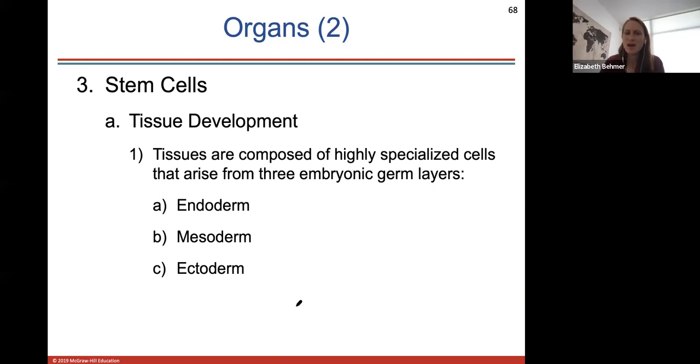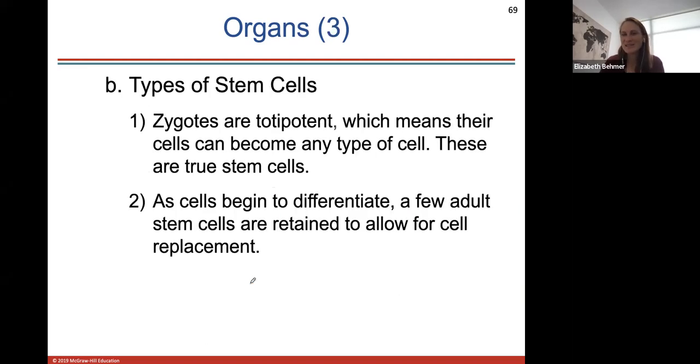Some tissue development: all tissues are composed of highly specialized cells that arise from these three tissue or germ layers in the womb during embryonic development. The types of stem cells: a stem cell is a cell that can go on and differentiate or specialize to be a different type of cell. Zygotes are totipotent, and a zygote is the name for the first unifying or fertilization of a sperm and an egg. So zygotes mean that their cells can become any type of cell, and these are true stem cells.